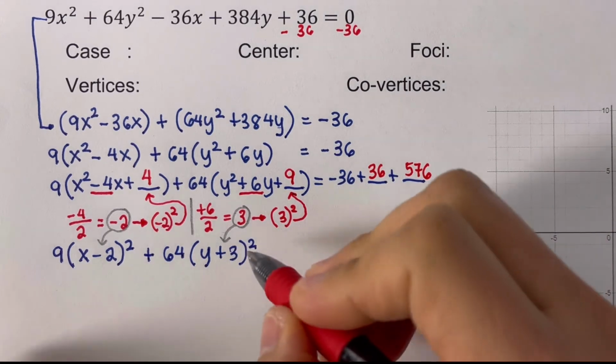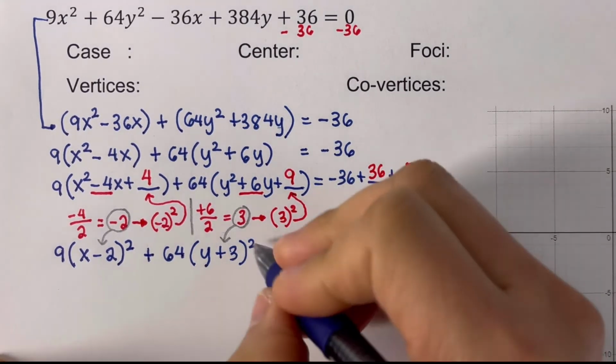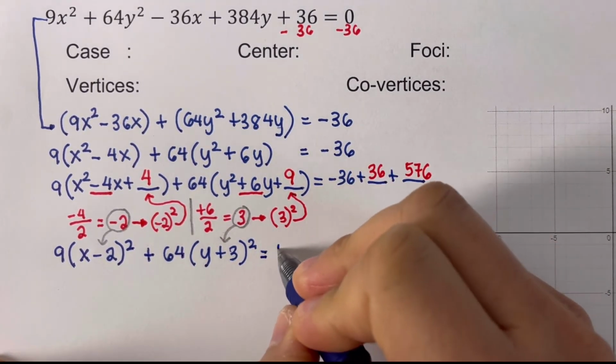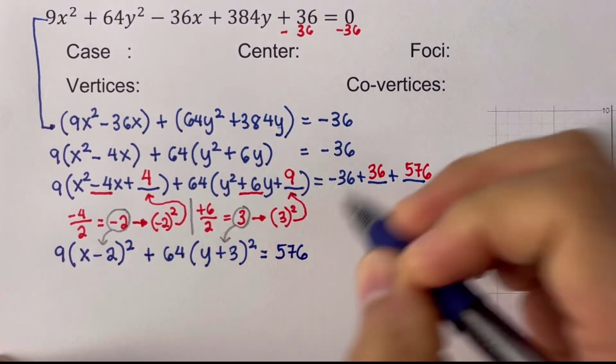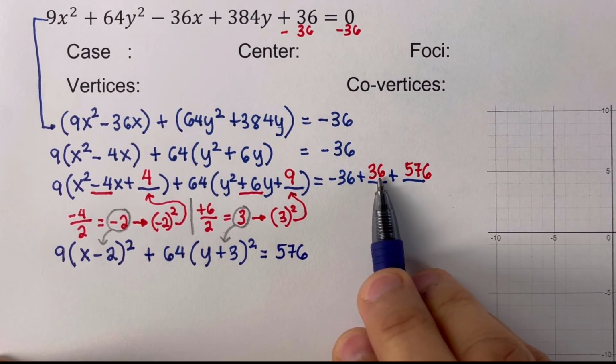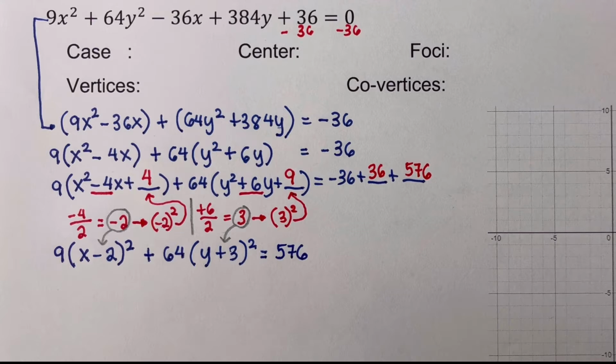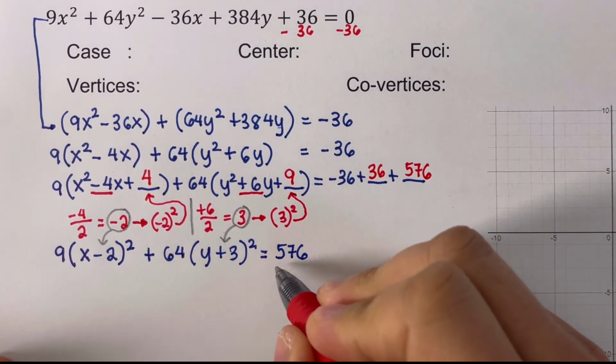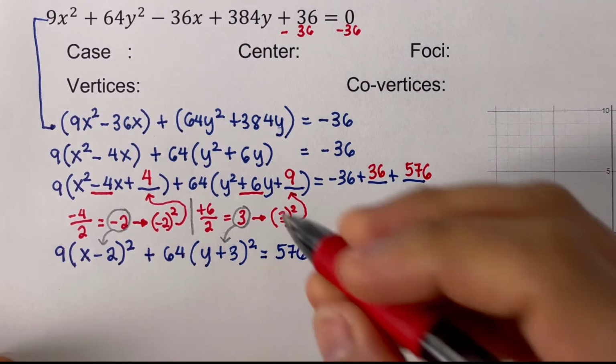And this is overall equal to 576, because we have negative 36 plus 36 plus 576. So that is 576. Now, since in the standard equation of an ellipse, the right side should be equal to 1, this means that we are going to divide both sides of the equation by 576.